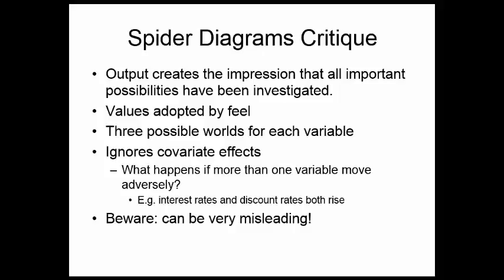For this reason, I would recommend that spider diagrams be used very, very cautiously, and wherever they are, some sort of a notation to point out to the reader that the covariate effects especially have been ignored should be made very, very prominently. You can see with a number of these forms of analysis, the major problem is that we're not able to analyse more than one or two variables at a time. But the world is a far more complex place.